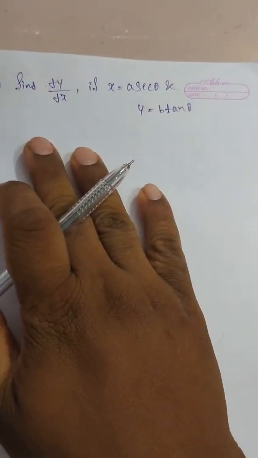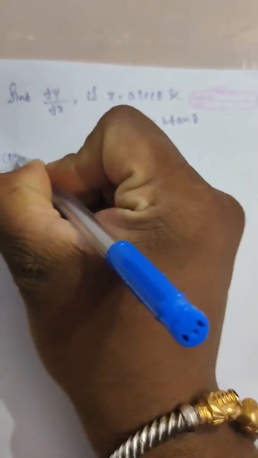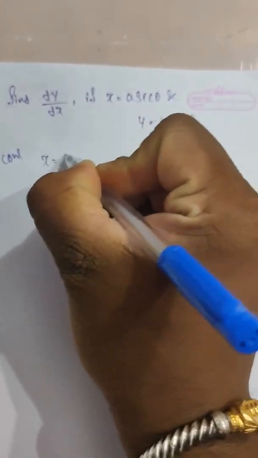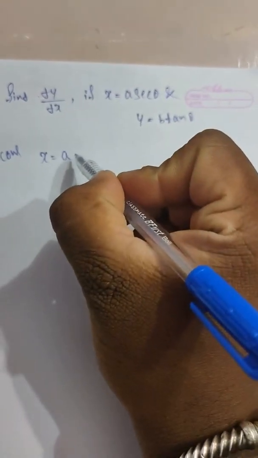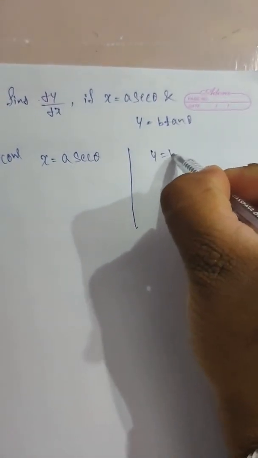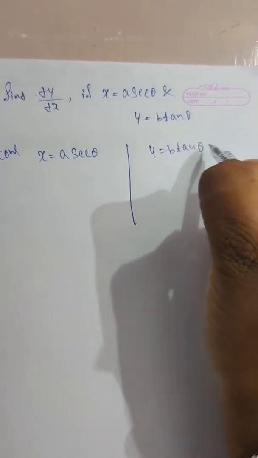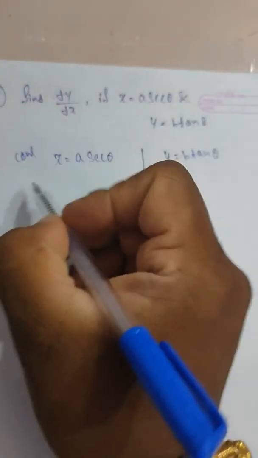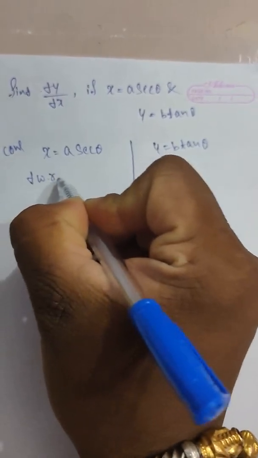We'll solve the first problem of today's class. Find dy by dx if x is equal to a secant theta and y is equal to b tan theta. Now consider x is equal to a secant theta and y is equal to b tan theta separately. So you differentiate with respect to theta separately.